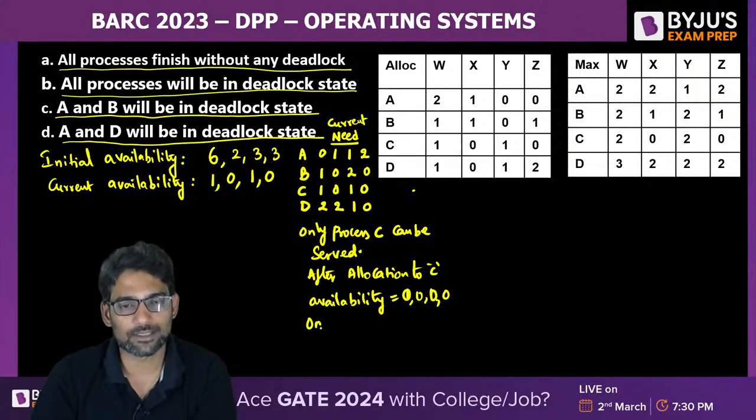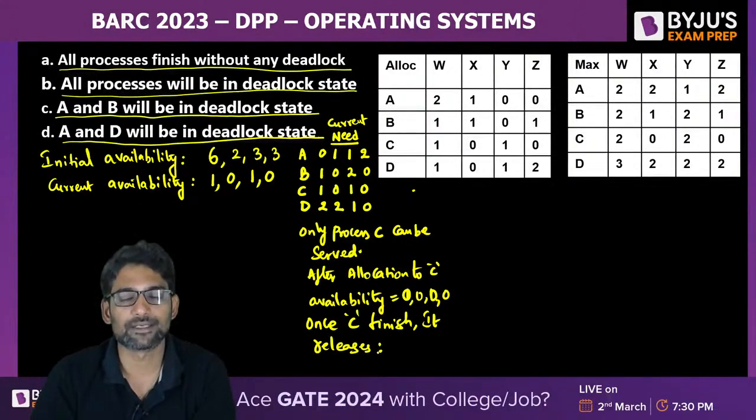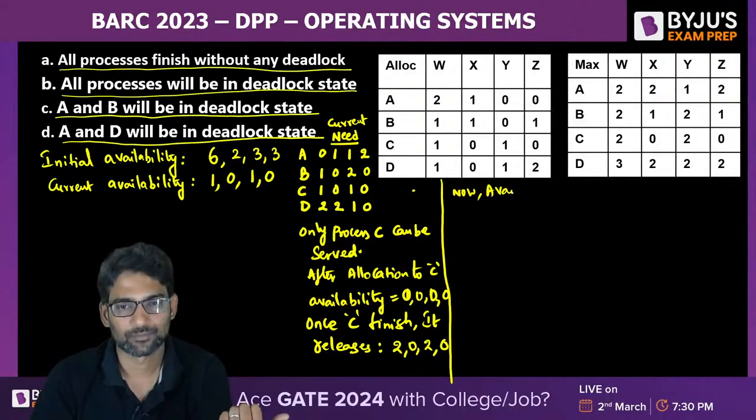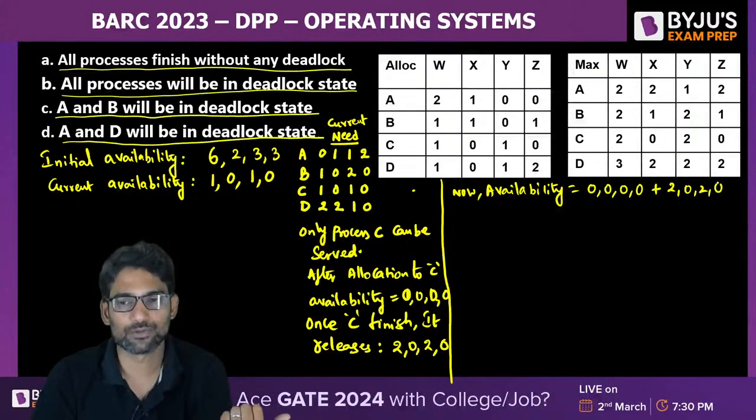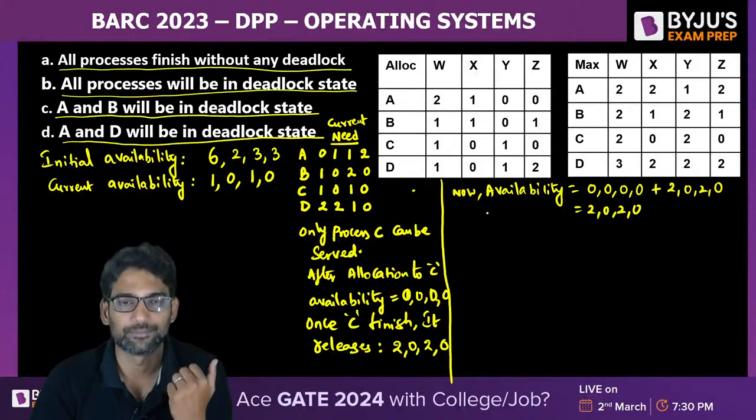Now, once C finishes its execution, it releases all the resources that it has. So, it releases how many? All the resources means its max requirement. So, 2020. After C finishes its execution, now the availability will be, currently, I have no resource. Now, C released 2020. So, 2020 is what the availability. And C we have satisfied.